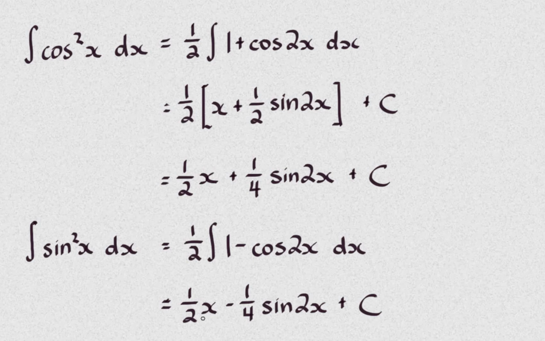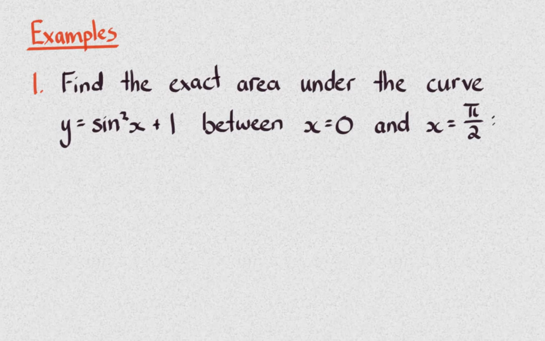Now, neither of these identities are provided on your reference sheet, but with what is provided, it is quite easy to generate these yourselves. Okay, let's have a look at two examples to finish off this video. Number 1. Find the exact area under the curve y equals sine squared x plus 1 between x equals 0 and x equals pi on 2.